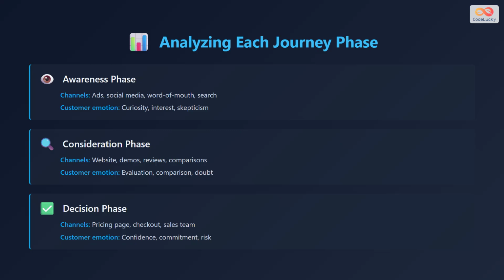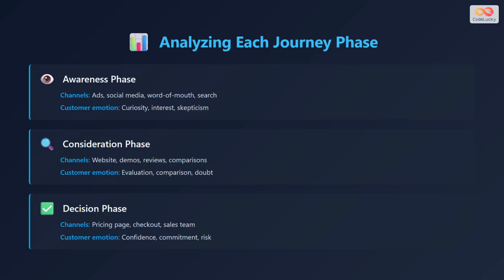In the consideration phase, customers actively research and evaluate your product through your website, product demos, customer reviews, and competitor comparisons. They experience emotions like evaluation, comparison thinking, and doubt. In the decision phase, customers commit to purchasing or signing up.